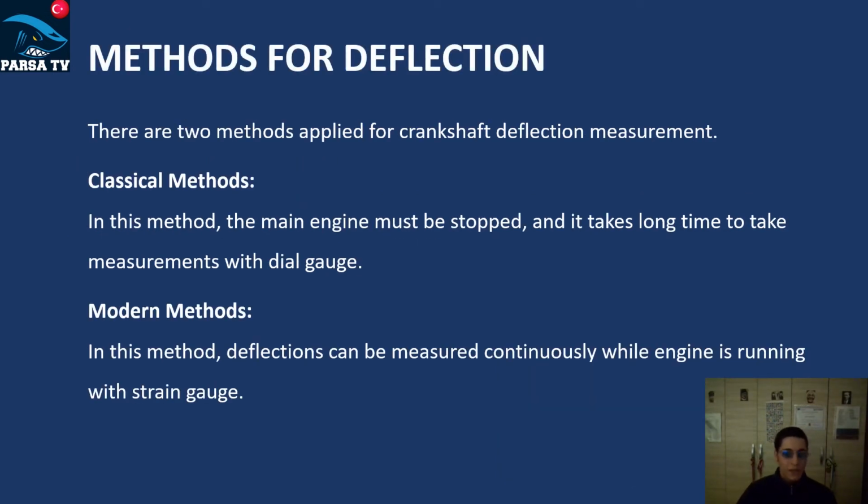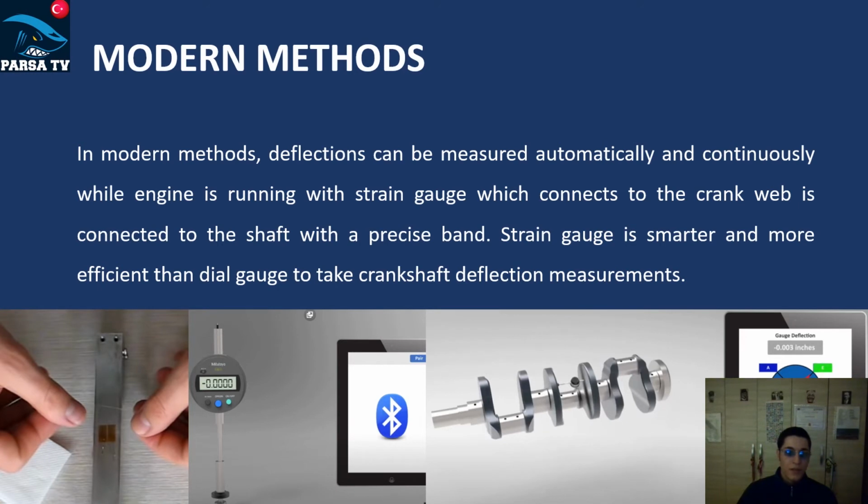Methods for deflection. There are two methods applied for crankshaft deflection measurement. The first one is the classic method. In this method, the main engine must be stopped and it takes a long time to take measurements with a dial gauge. Modern method. In this method, deflections can be measured automatically and continuously while the engine is running with a strain gauge, which connects to the crank web and is connected to the shaft with a precise bend. The strain gauge is smarter and more efficient than the dial gauge for taking crankshaft deflection measurements.